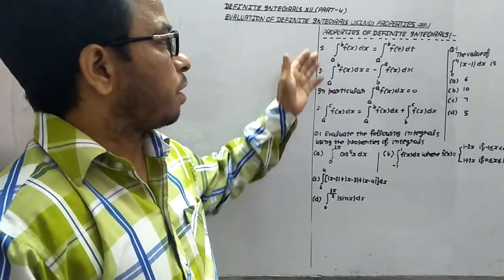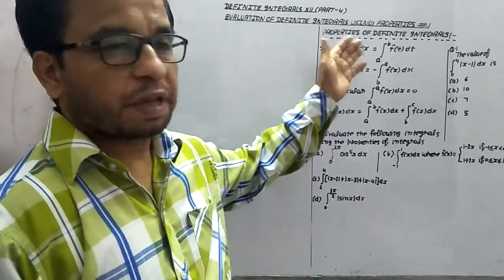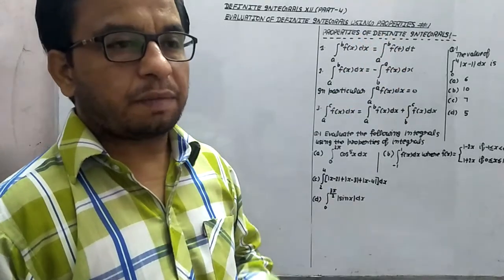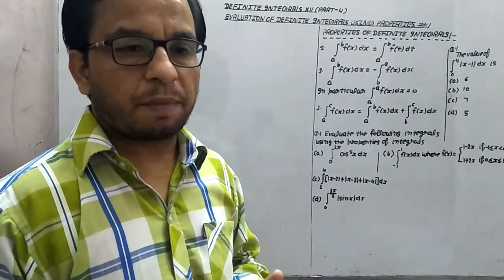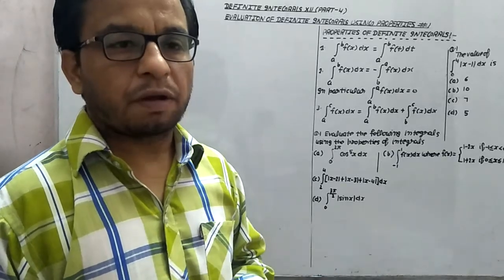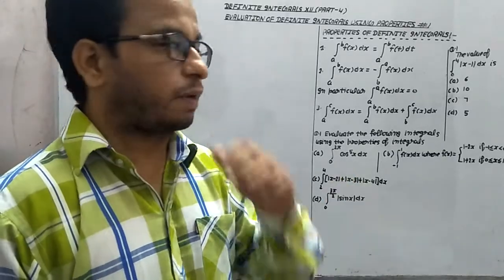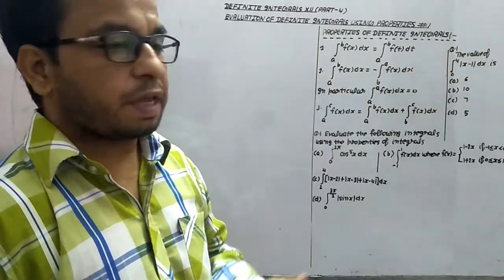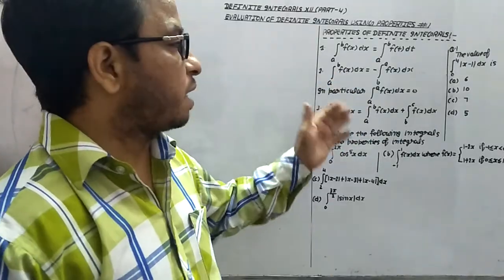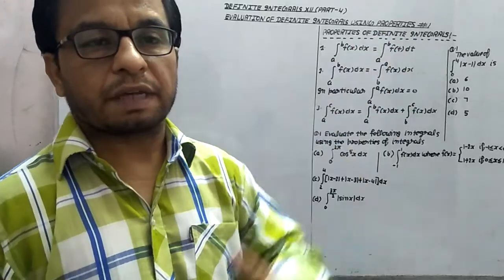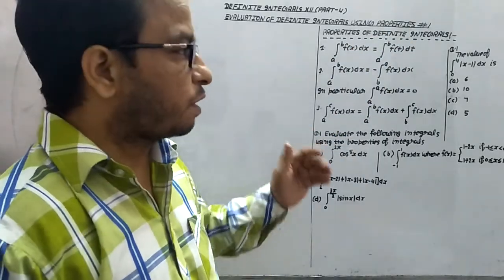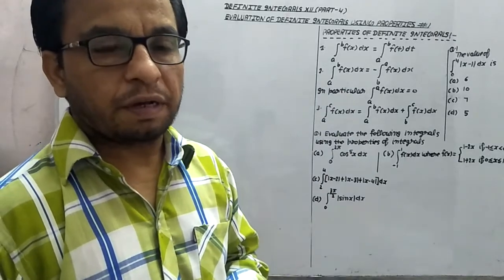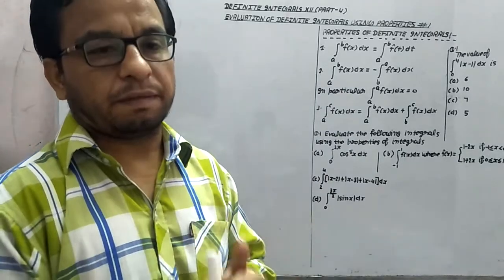Number 1, integration a to b f(x) dx is equal to integration a to b f(t) dt. It means if we change the variable, there is no effect on the value of the integration. Second property is integration a to b f(x) dx is equal to minus integration b to a f(x) dx. It means if we change the upper and lower limits, then the value of the integration is affected by a negative sign.